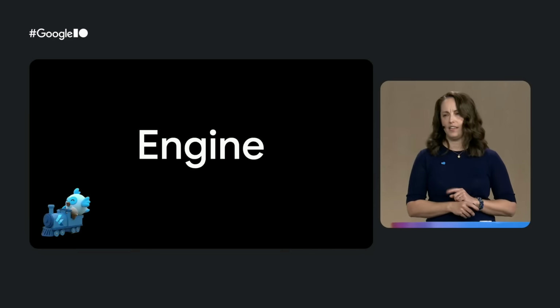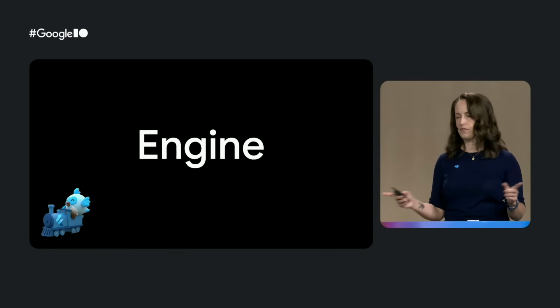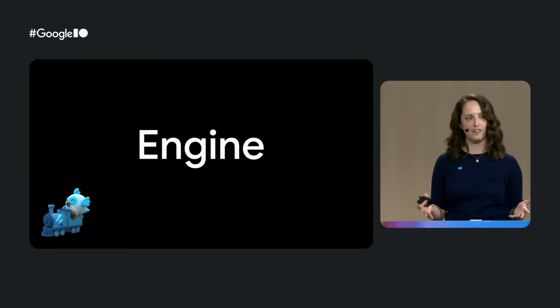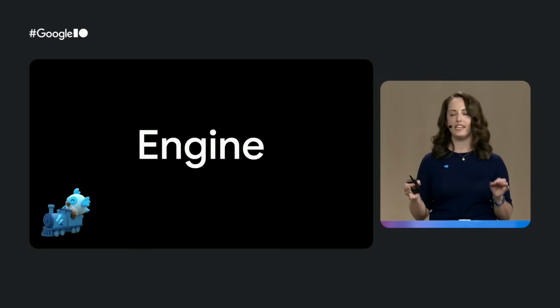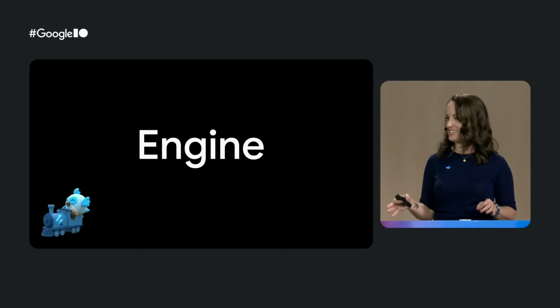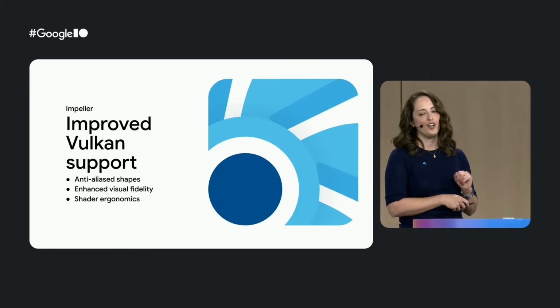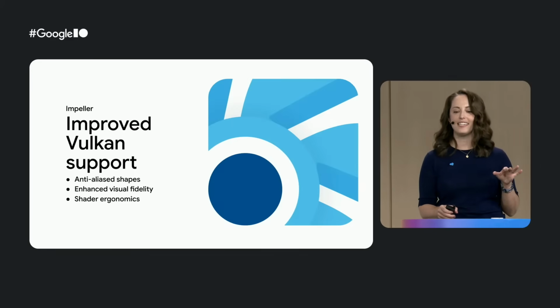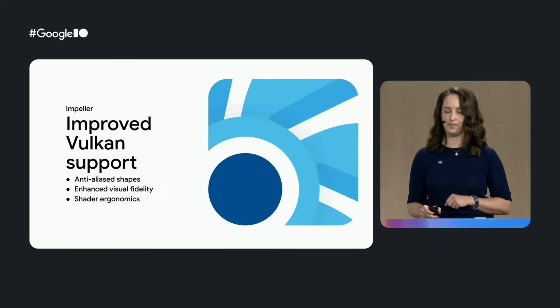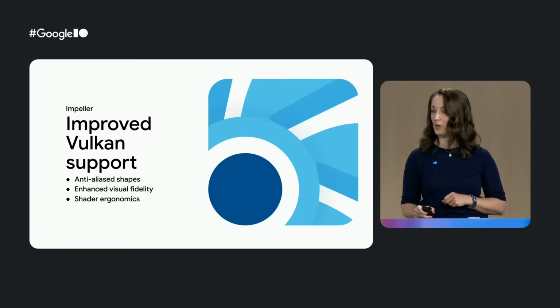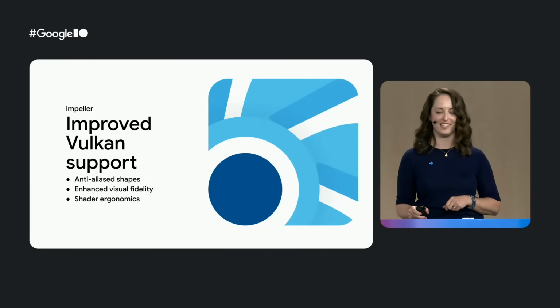All right, I think we've made it through all the platforms. But of course, to power all of these native-first experiences, we need a fast and deterministic engine. Let's talk about it. This year, our Impeller engine has been significantly refined, featuring improved Vulkan support and optimized memory management to ensure that high performance.